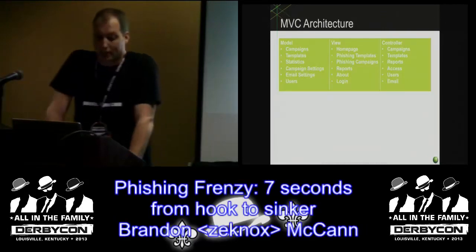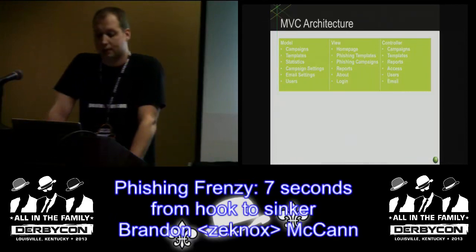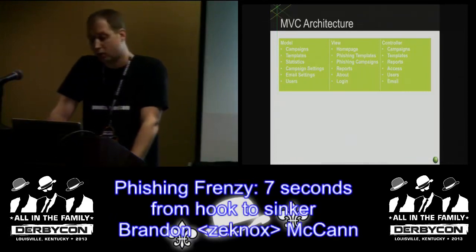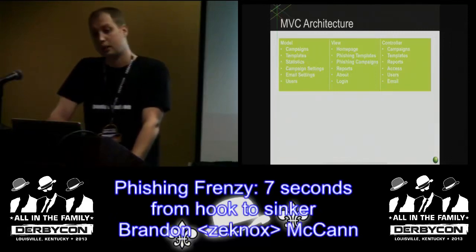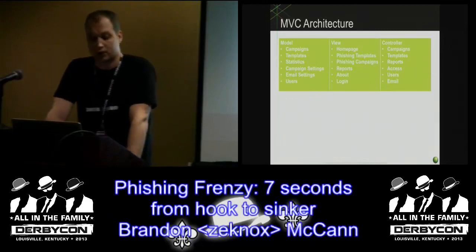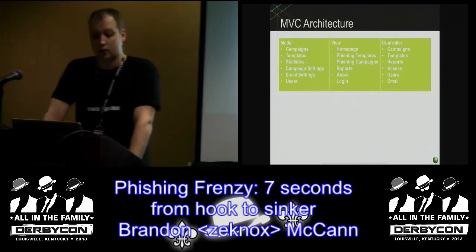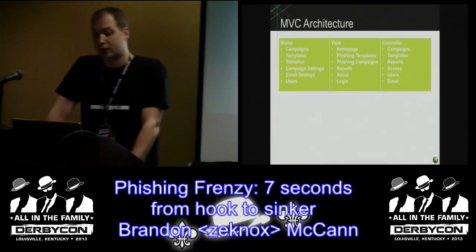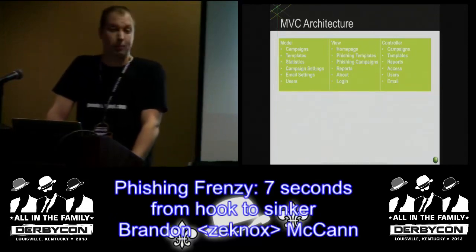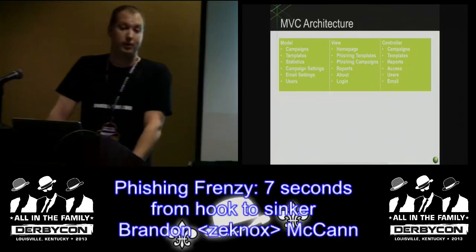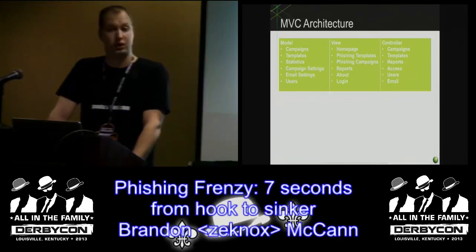So a little bit of how the MVC architecture applies to Phishing Frenzy. The model really is what communicates with the database. So in our case, we have a campaigns table, we have a templates table, specific campaign settings and email settings that all go into the database store. The view is really what gets rendered to the end user, so the home page, a list of phishing templates and things like that. The controller is nothing more than a set of actions that you want. So we have a campaigns controller, and specific actions within there might be list, edit, delete, and things like that for the campaigns.